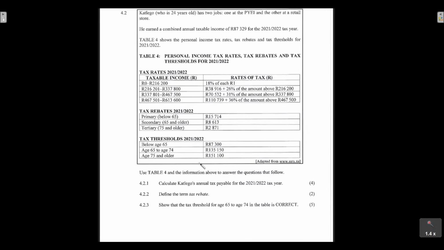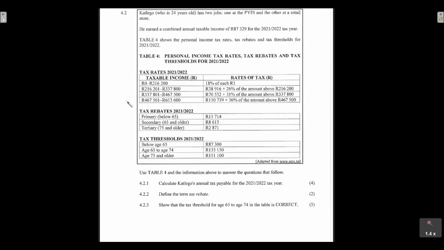Like I mentioned, in today's video tutorial we're going to be tackling question 4.2, and question 4.2 deals with taxation. So let's get started. It says Katleho, who is 24 years old, has two jobs, one at the PYEI and the other at a retail store. He earned a combined annual taxable income of 87,329 for the 2021-2022 tax year. It says table 4 shows the personal income tax rates, tax rebates, and the tax thresholds for 2021-2022.